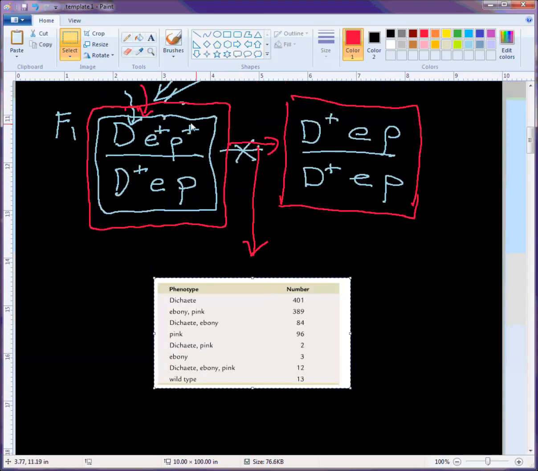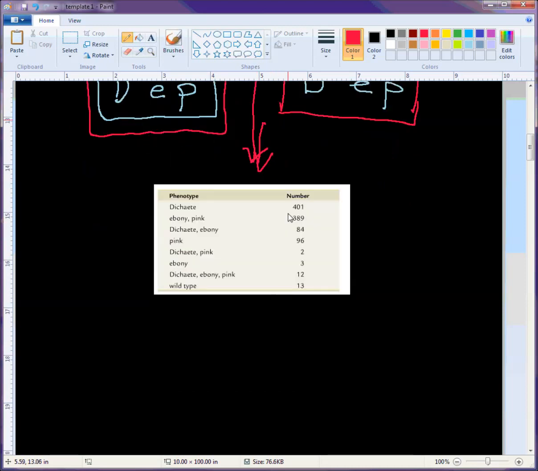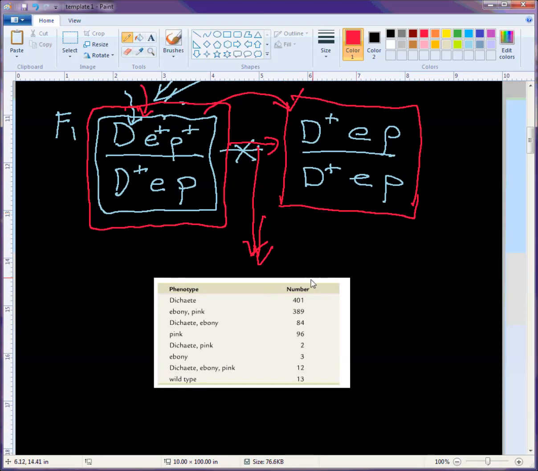Okay, so this is the cross, the back cross of the F1 fly with the dicate phenotype. Crossed it with that other parent right there, that other fly, and we got a whole bunch of progeny. So 401 have the dicate phenotype, 389 are ebony and pink, and so on and so forth. So this is another 3-point crossing problem, and we'll use the approach that we used in class to solving 3-point problems, and the first thing we want to do is make a prediction, right?